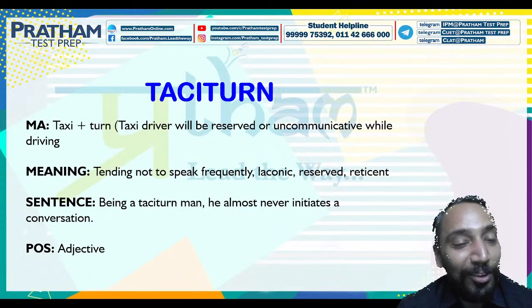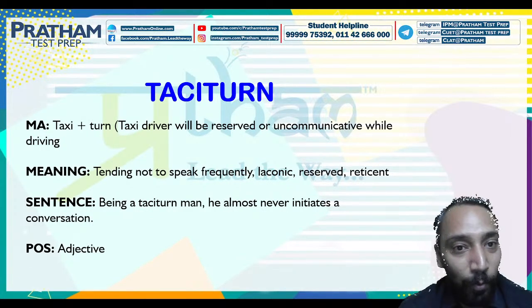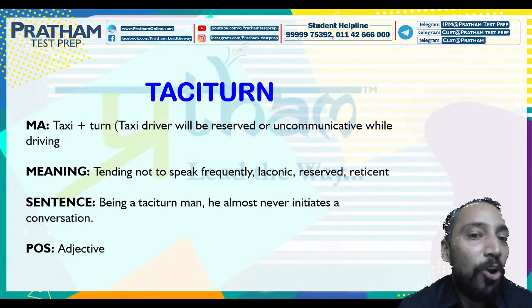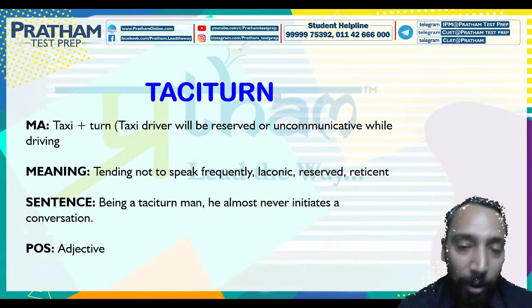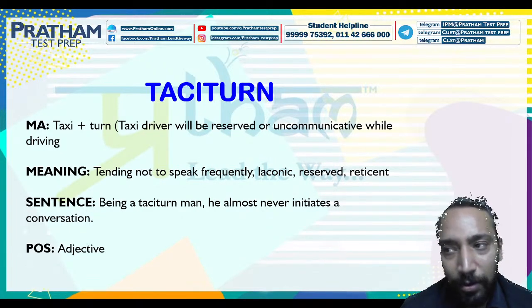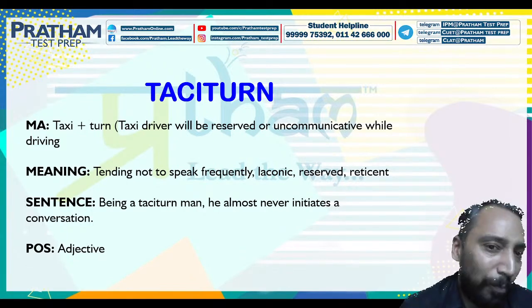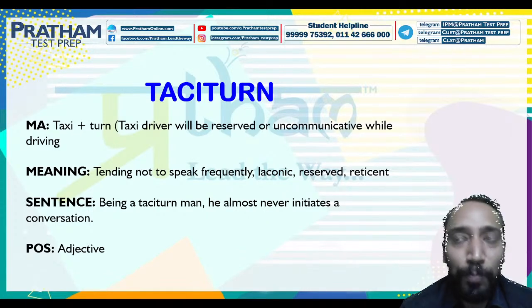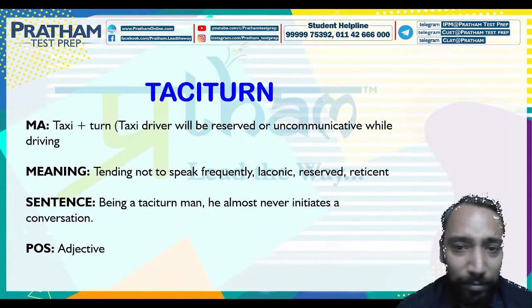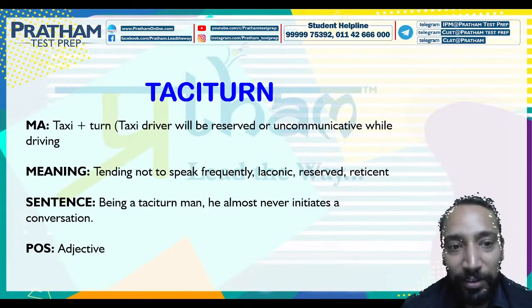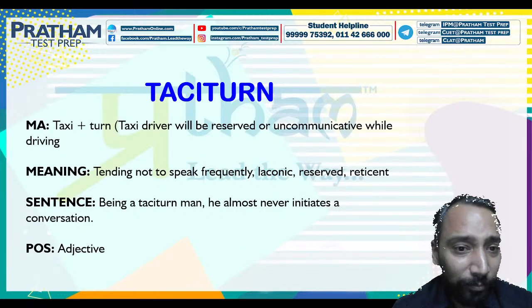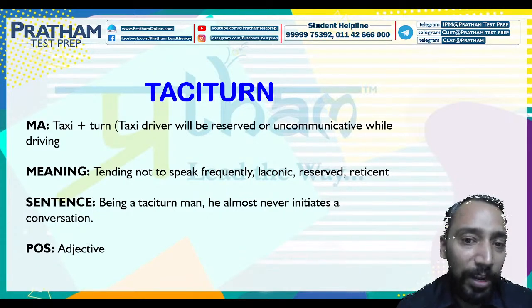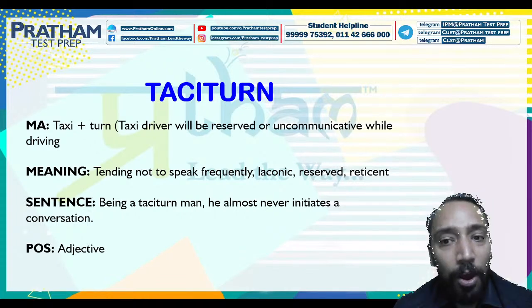Okay, so let's move on. What is the meaning of this particular word, taciturn? Tending not to speak frequently, laconic, reserved, or reticent. Oh, that's a possibility. This person is quite new to his job, and this particular taxi driver is not ready to speak, or he is not too confident to speak to strangers or to people who are sitting on the back seat, right? His customers.